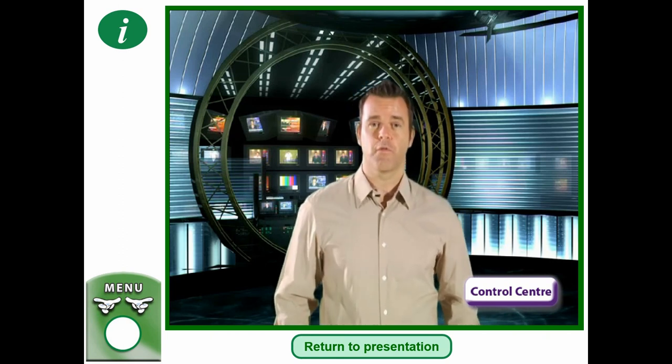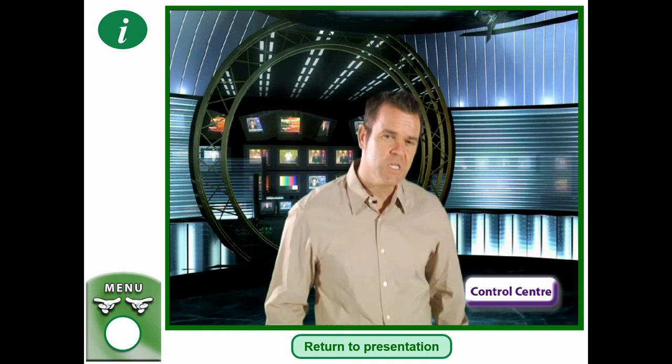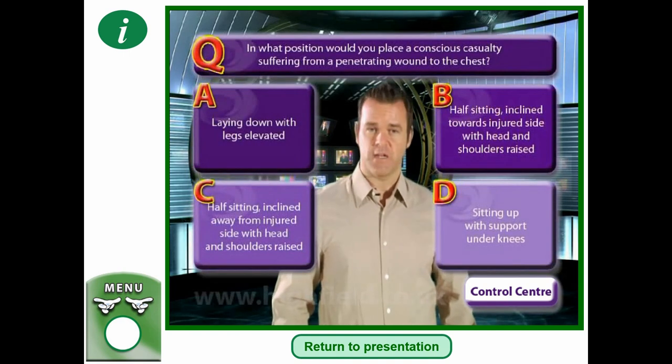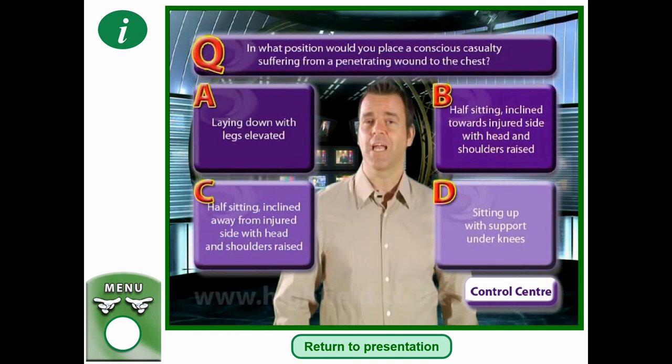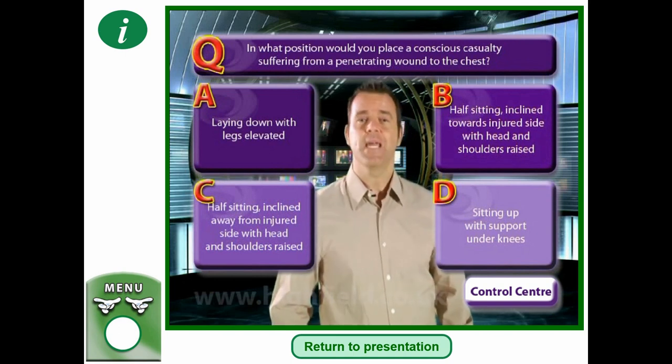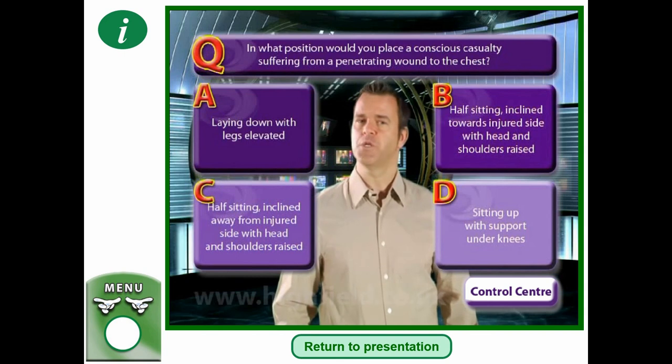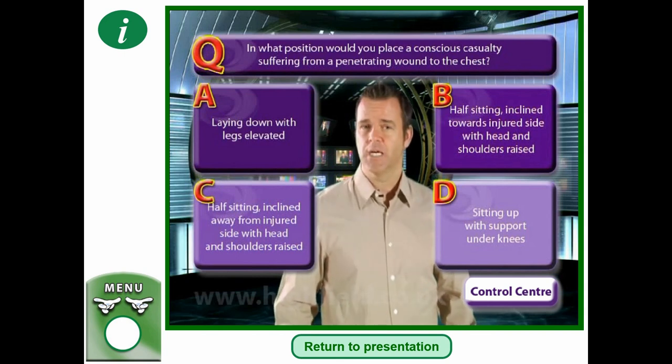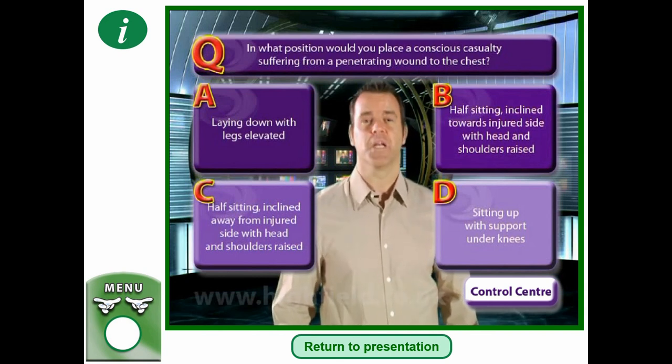In what position would you place a conscious casualty suffering from a penetrating wound to the chest? A, laying down with legs elevated. B, half sitting, inclined towards injured side with head and shoulders raised. C, half sitting, inclined away from injured side with head and shoulders raised. Or D, sitting up with support under knees.